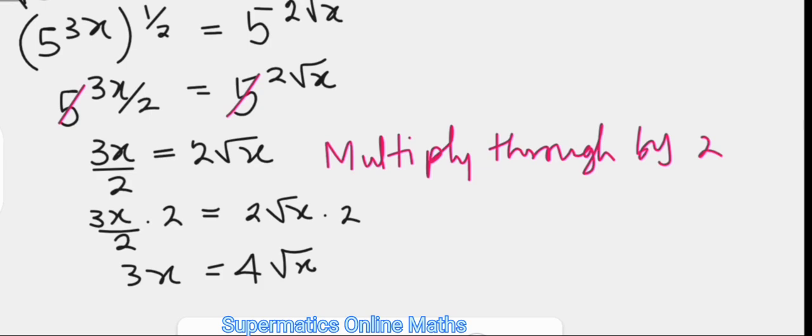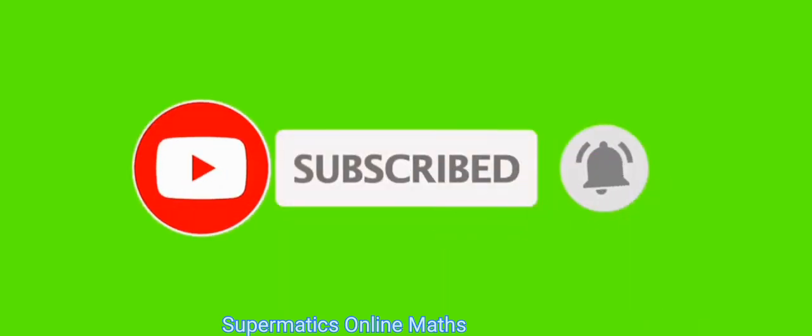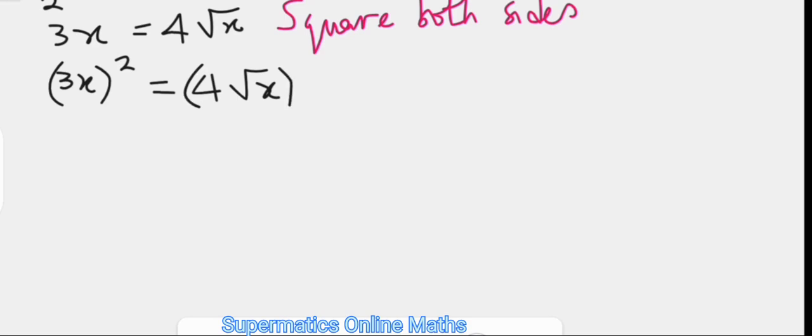Then to clear the square root symbol, we are going to square both sides. That is 3x all squared on the left and 4 root x all squared on the right. The left hand side becomes 9x squared, while the right hand side becomes 16x, as the square of the square root of x is x.